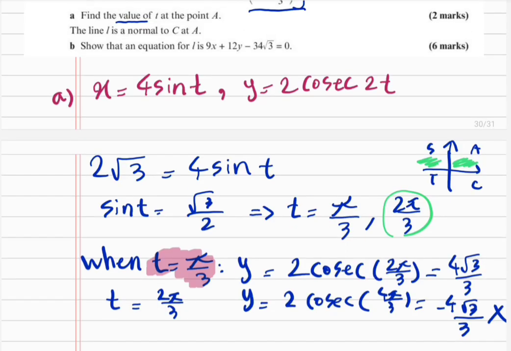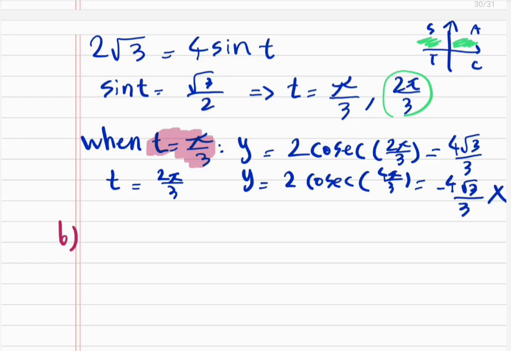So now let's answer part B. Part B says the line L is a normal to C at A. Show that an equation for L is that. Okay, so you should all be very familiar with these types of questions by now.